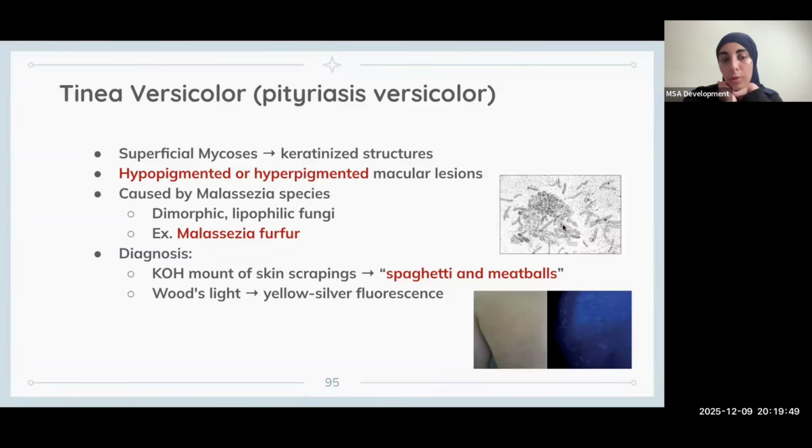appearance under the microscope. Another way by which you can diagnose it in the clinic is something called Wood's light, which basically you shine fluorescent light onto the lesions and they will shine. Okay, so this is the same patient before and after the light. You see how when you shine the light on it, the lesions are so bright. Okay, this is the Wood's light. But the one you should remember is spaghetti and meatballs on the potassium hydroxide mount under the microscope.